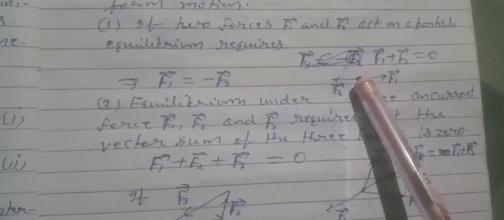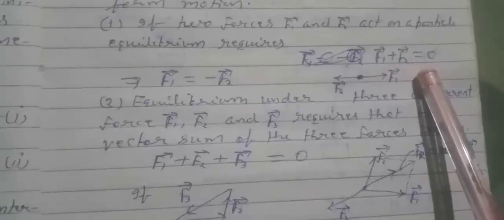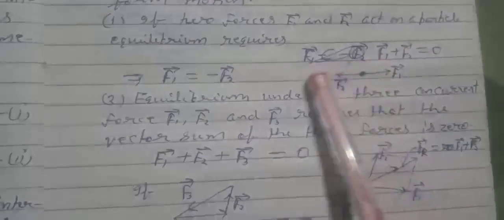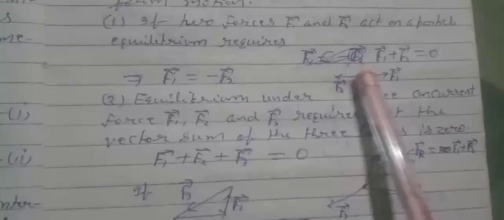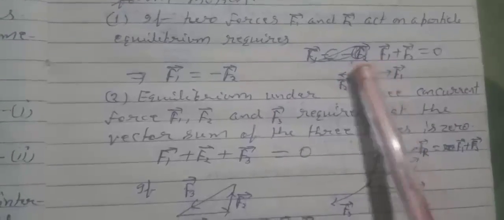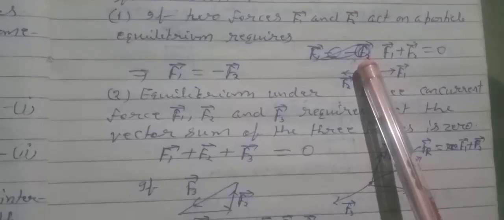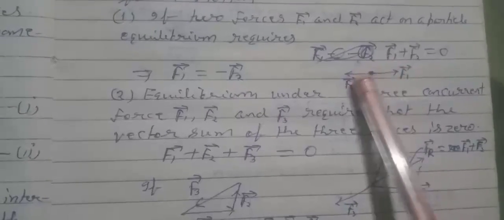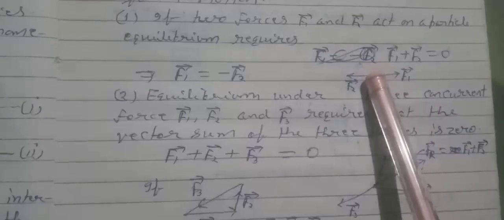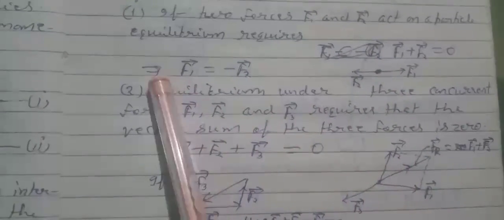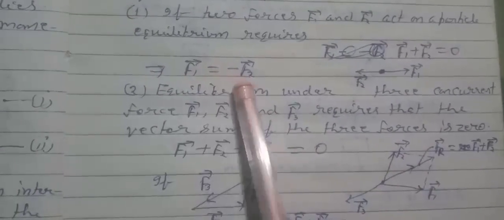Here a particle is shown. One force is acting along this direction, another force is acting along this direction. This force must be equal in magnitude but opposite in direction acting on this particle. So we can write F1 equals minus F2 vector.